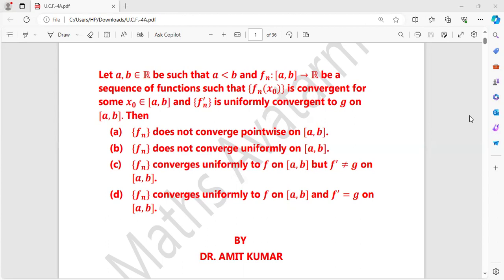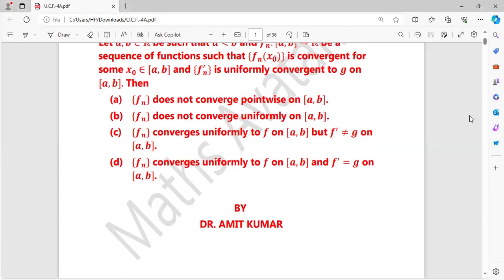It requires some proof. Actually, this is a statement of a theorem, and I have framed that theorem in terms of an objective question, an MCQ. So today we are going to give its proof: how f_n is uniformly convergent and the derivative of f is equal to g on [a, b]. Option number D is correct actually. Okay, so let's start its proof.